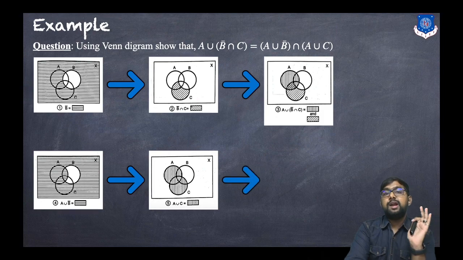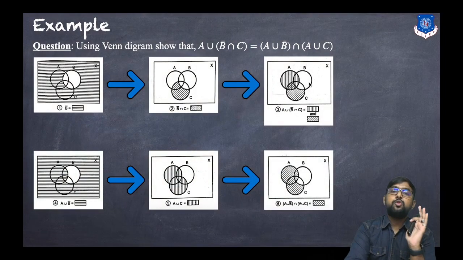And finally, we will find the whole expression. It will be like this. And you can see that both Venn diagrams are the same. So that means it is proved.